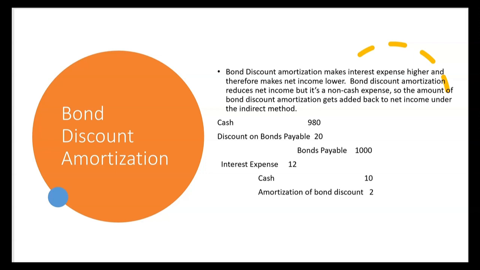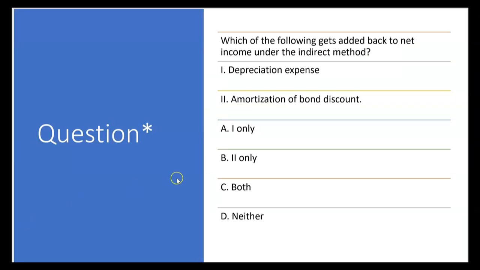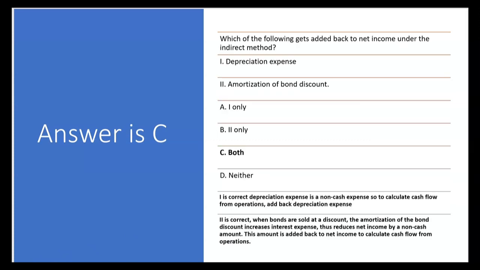Yes, it would. Let's try this question. Which of the following gets added back to net income under the indirect method? Depreciation expense, do we add that back? Yes, because it's a non-cash expense. Amortization of a bond discount, do we add that back? Yes, for the same reason, it's a non-cash expense. So both are correct. The answer is C.